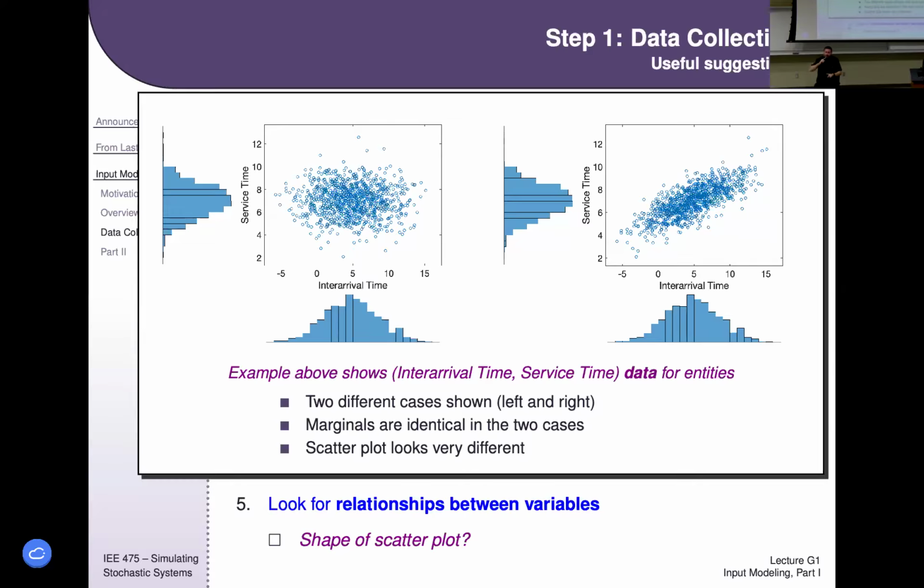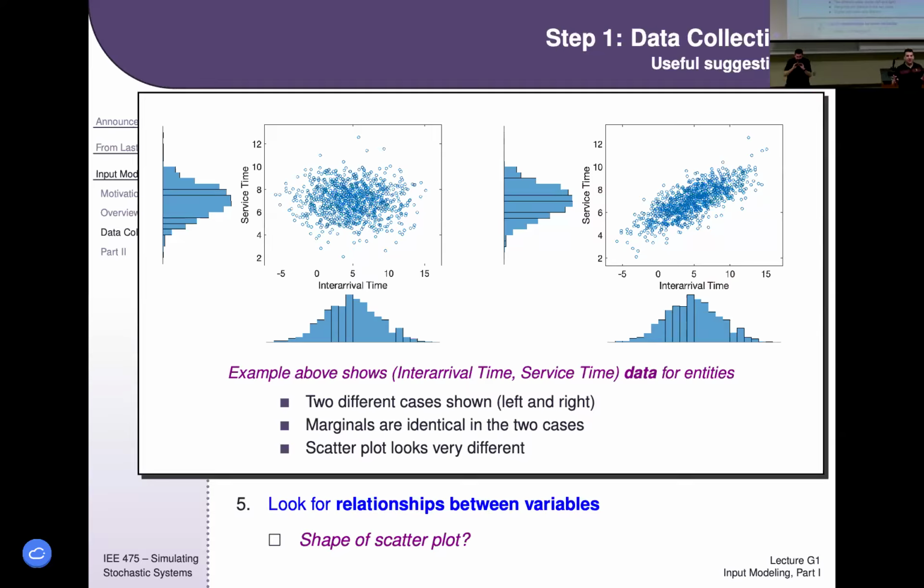But the point I'm trying to make here is if you only looked at these two histograms, if you only gathered service time and gathered interarrival time, there's no difference between these two cases. But if you plot them together and you notice that you get this cigar shape here, then you realize that, oh, these aren't two independent processes. I need to make sure that when someone comes in, I use their interarrival time to generate their service time, or else I won't capture this correlation.